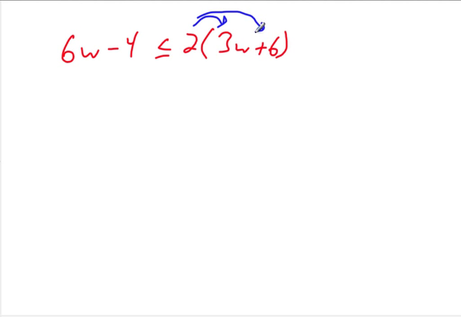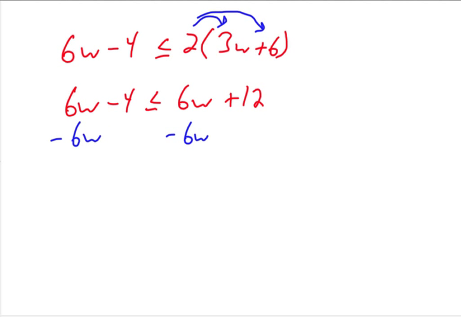We can do 6w minus 4 is less than or equal to 2 quantity 3w plus 6. In this case, again, we cannot combine like terms until we distribute the 2 through the parentheses here. So I'm going to end up with still 6w minus 4 over on the left. On the right, we get 6w plus 12. Now I'm going to combine like terms. In this case, they're on separate sides, so I'm going to have to do that with subtraction.